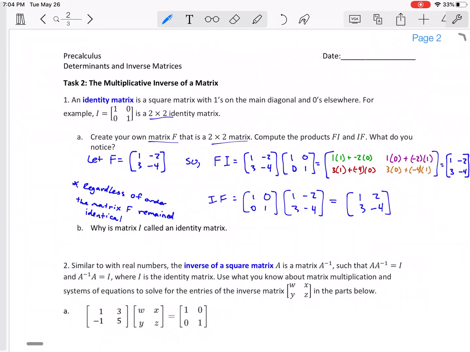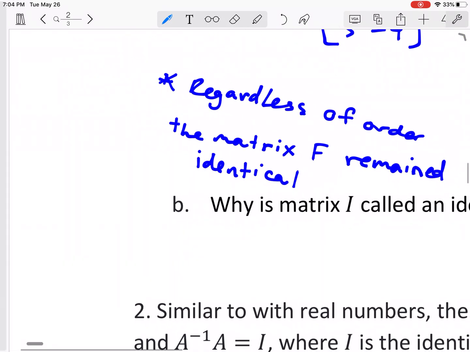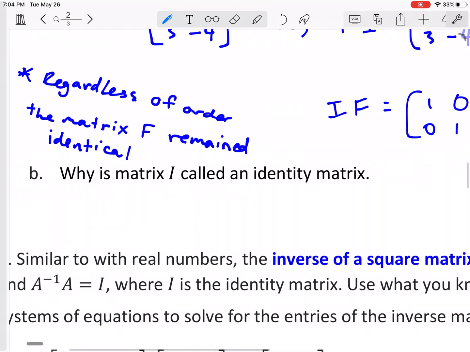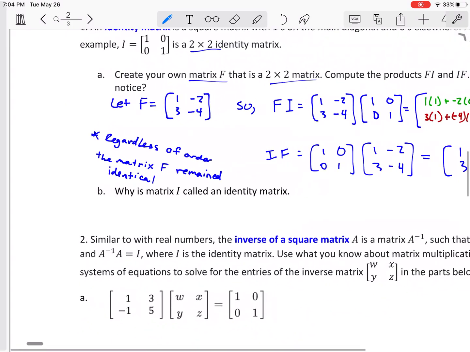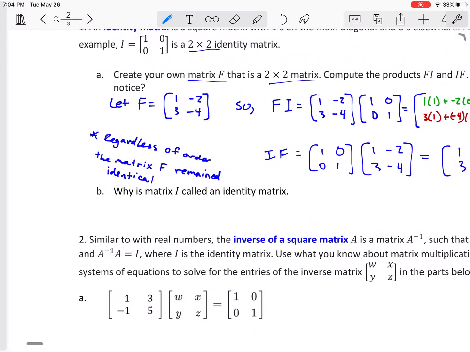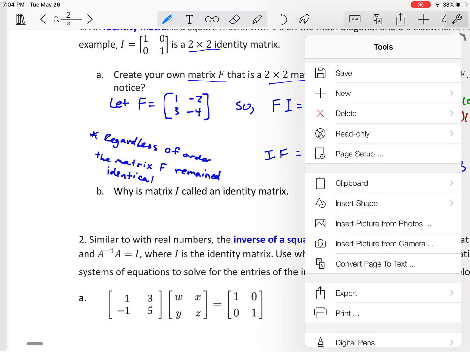So multiplying by the identity matrix did not change that matrix. Just like with real numbers, if you think back to real numbers, multiplying by 1 doesn't change a number. 1 is actually the identity for multiplication. In this case, it's not that different with matrices.